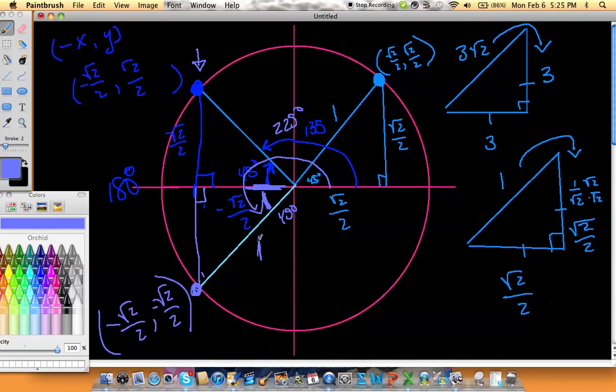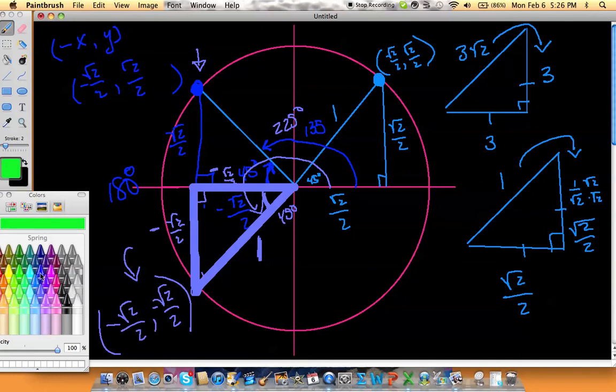Again, if the hypotenuse is 1, this is a 45, 45, 90 triangle, this one right here. This triangle again is a 45, 45, 90. So if the hypotenuse is 1, then each one of these sides is going to be root 2 over 2, root 2 over 2. And then if we include the fact that we're on a coordinate plane, they're both negative, and you can see where this coordinate comes in.